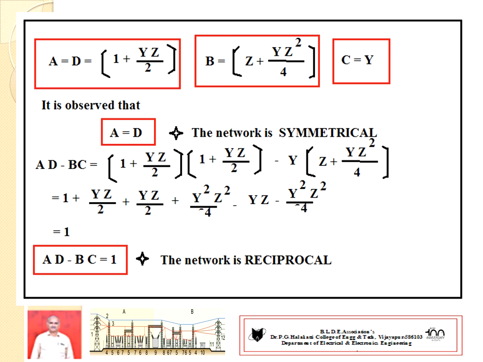And A and D are equal, hence the network is symmetrical. So after calculating these values, your question extends: also show that AD minus BC equal to 1. Then you substitute these values. You multiply A into D minus B into C. Take these values. Then finally you get 1. Hence the given network is reciprocal.